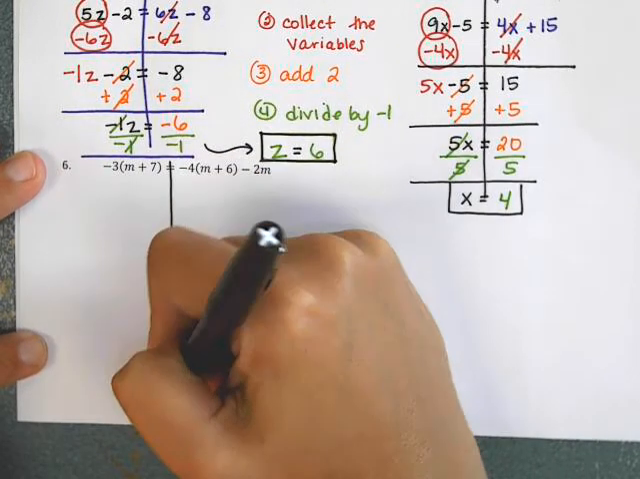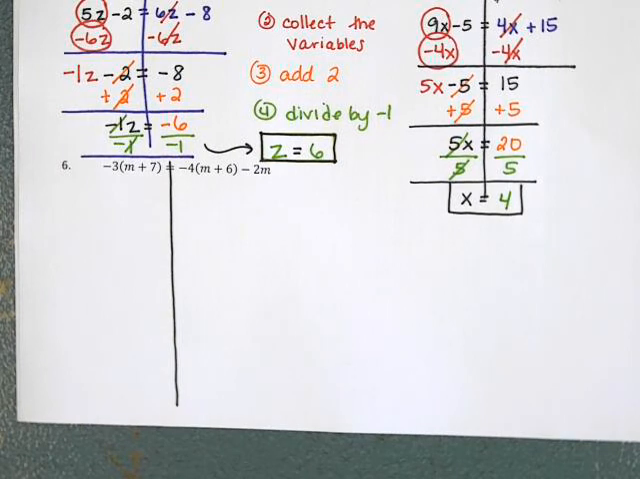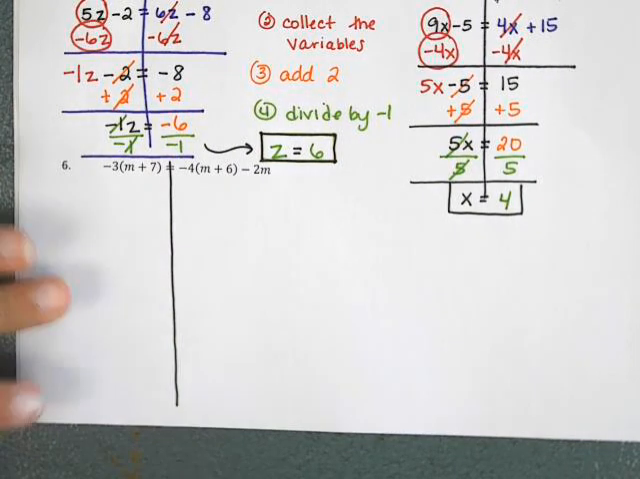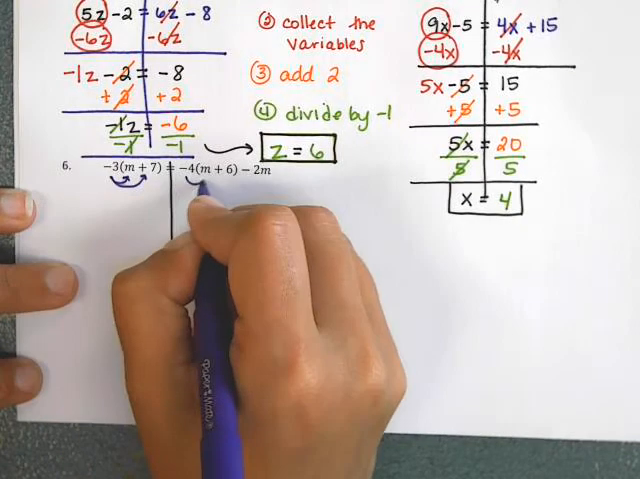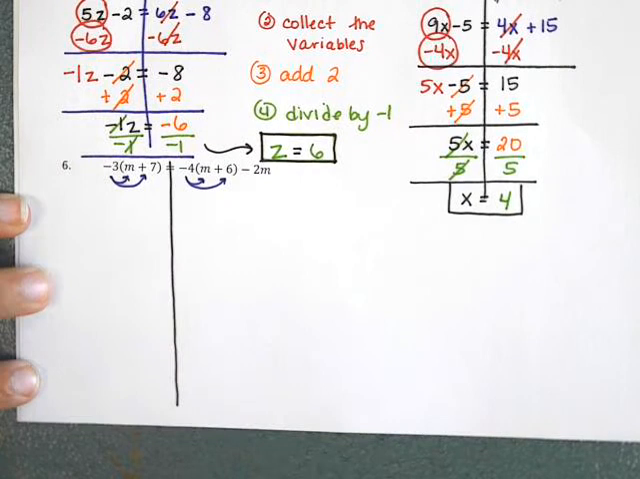I'm going to start by drawing a line through my equal sign. Now I'm noticing that I'm going to need to distribute on both sides of this equation. So I'm going to distribute the negative 3 and I'm going to distribute the negative 4.